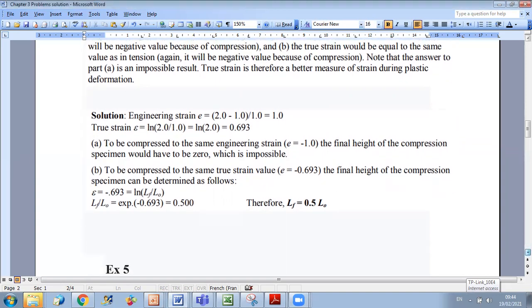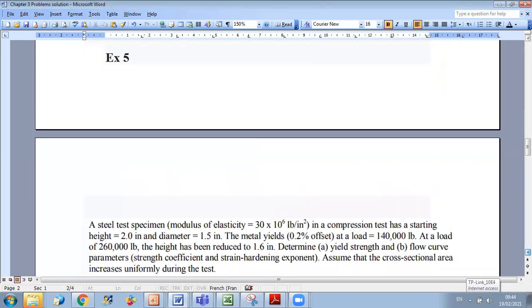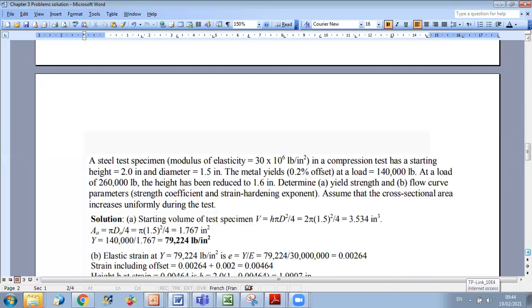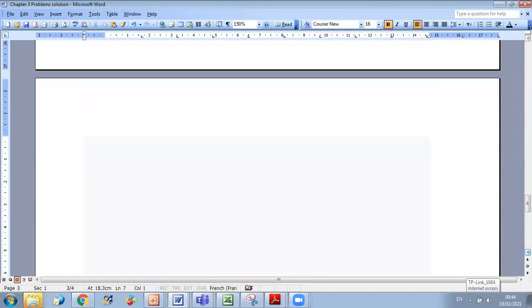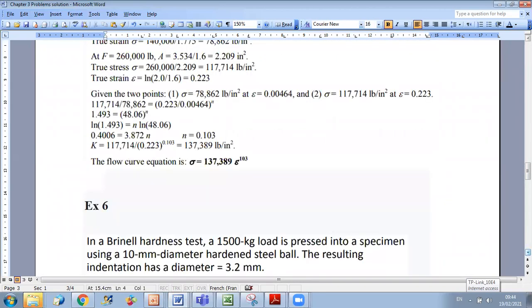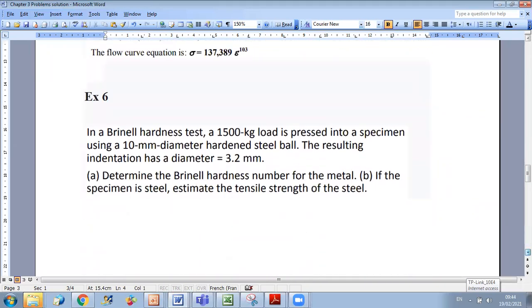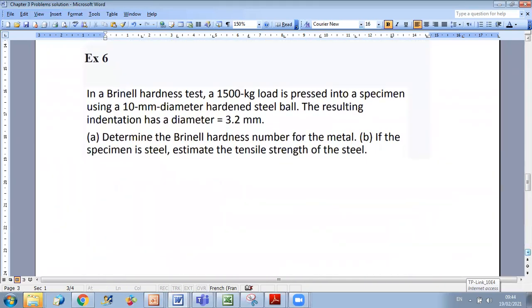Okay, another problem. So, yes, let us do the problem about Brinell hardness because it's a short problem. In a Brinell hardness test, a 1,500 kilogram load is pressed into a specimen using a 10 millimeter diameter hardened steel ball. The resulting indentation has a diameter of 3.2 millimeter. First, determine the Brinell hardness number for the metal. And second, if the specimen is steel, estimate the tensile strength of the steel.